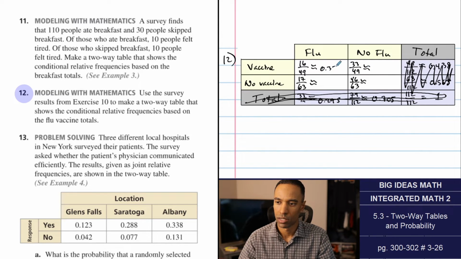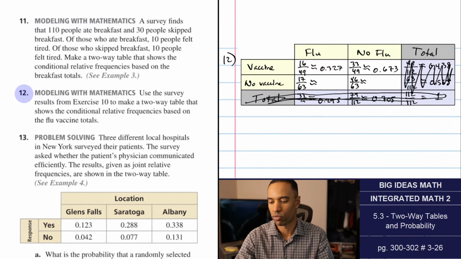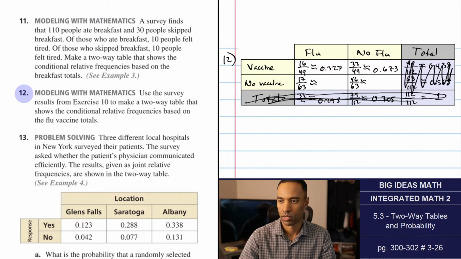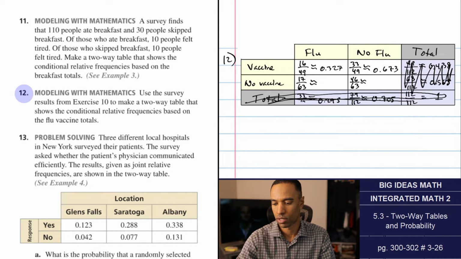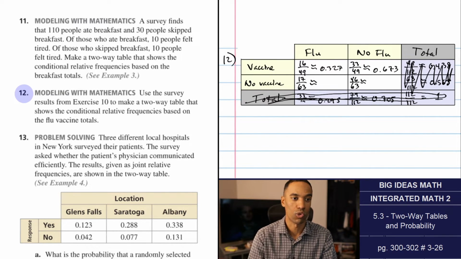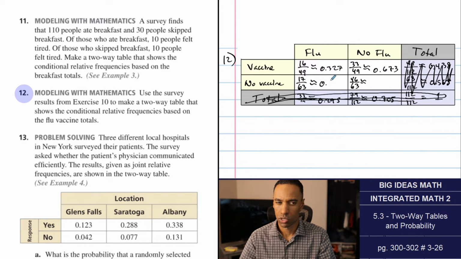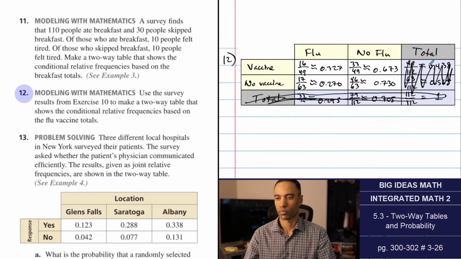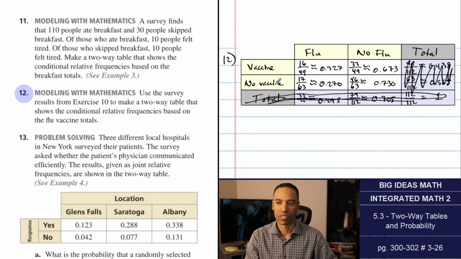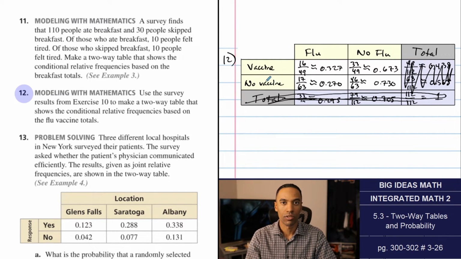And those two numbers are 0.327 and 0.673. And then you have 17 over 63, and then 46 over 63. You, of course, can also do 1 minus that value. 0.270 and then 0.730. So 73% of those who did not receive the vaccine also didn't get the flu, things like that.